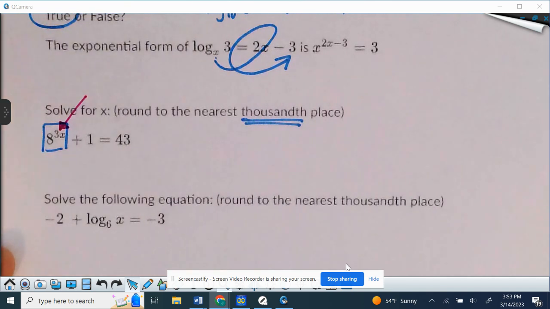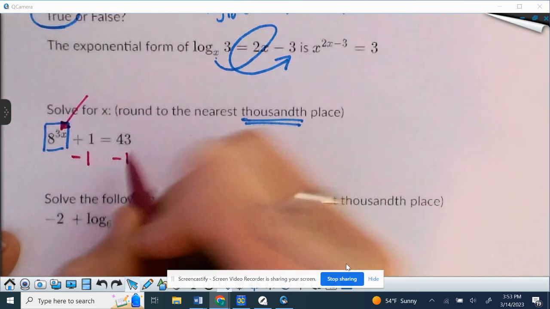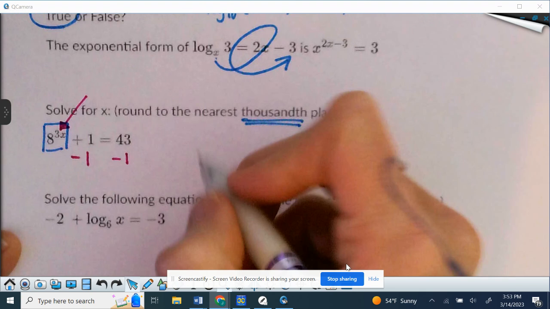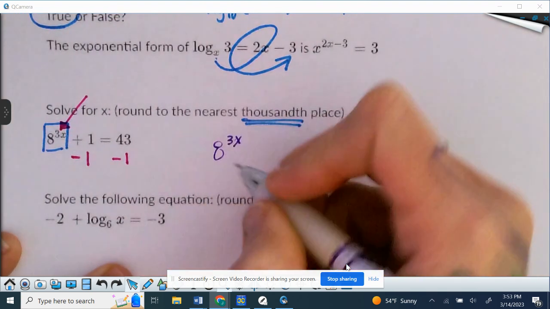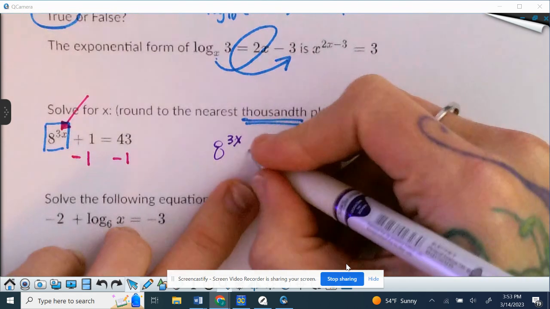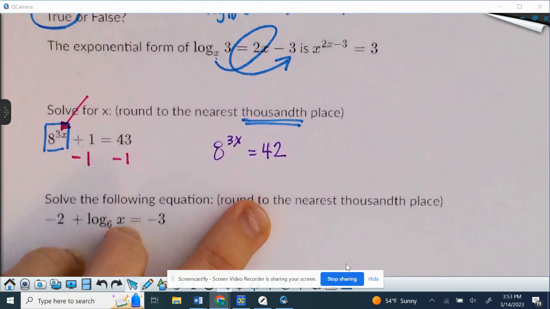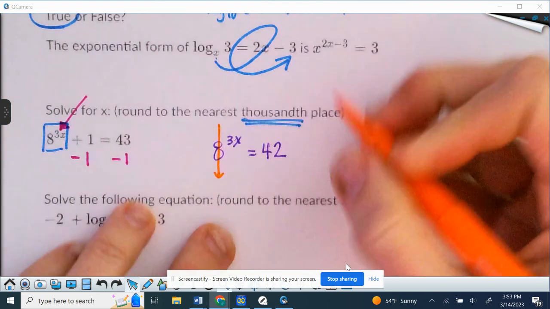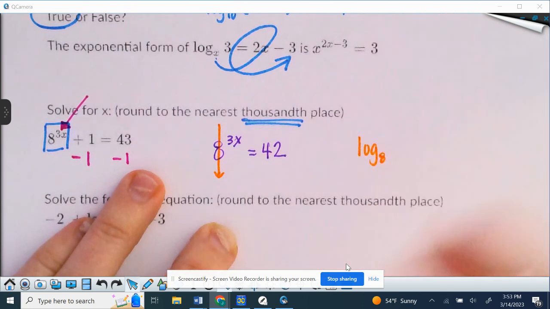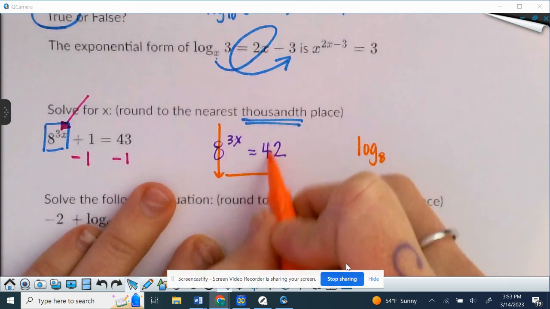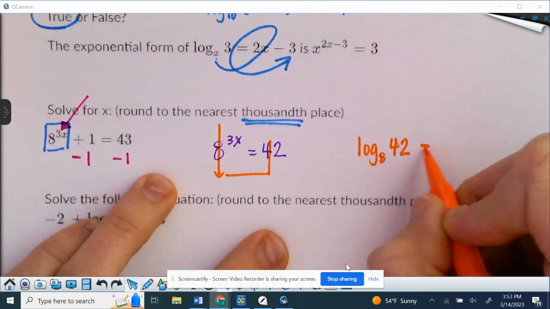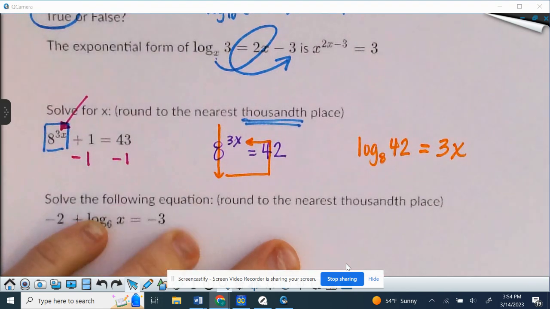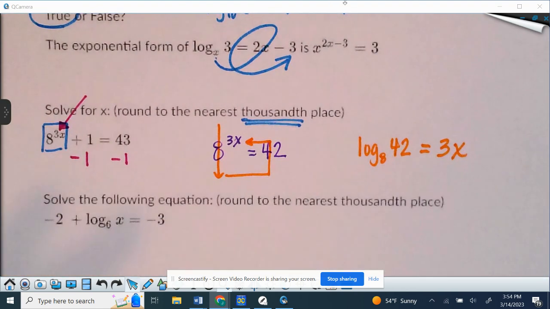Actually, let's do this. We need to move the 1 to get that 8 to the 3x by itself. So now I have 8 raised to the 3x. That 1 is over here with that positive 43, so it's equal to 42. And now it is in its simplest exponential form. So we can switch it by pushing the base down into the basement. So log base 8 down in the subscript of 42 is equal to the exponent.